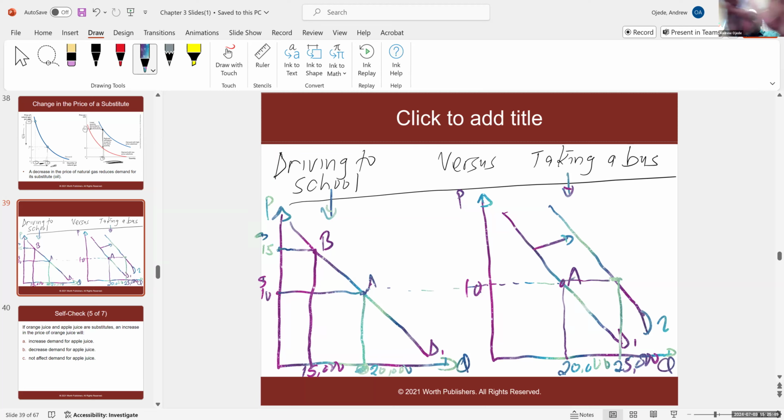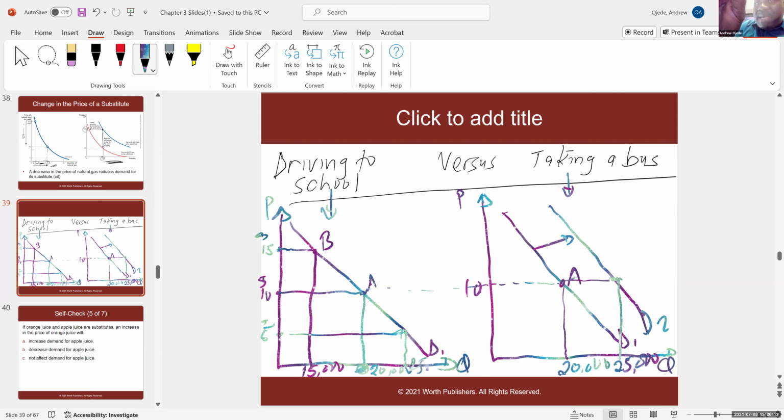So they see how those markets are related. And the converse is true. If the price of driving to school had fallen, let's say to $5, it only costs $5. That means more students will drive to school. You just read it on a demand curve. If this was $5, maybe 25,000 students, 5,000 more students, will drive their car to school, because driving to school has become cheaper.